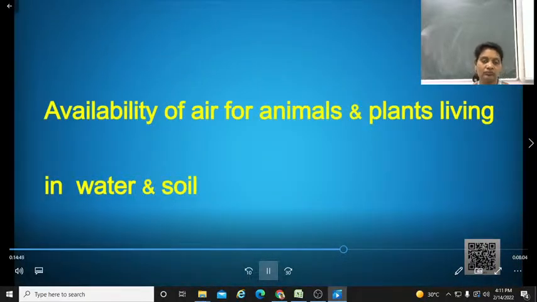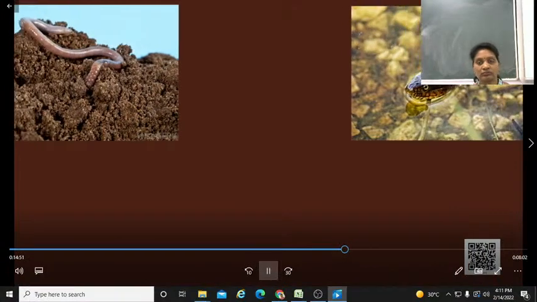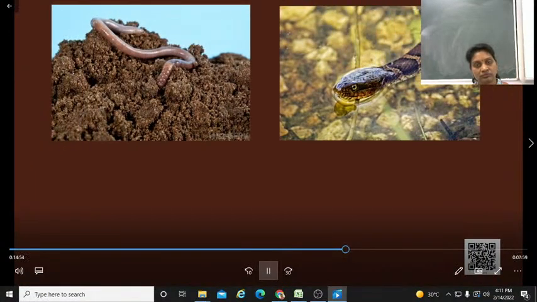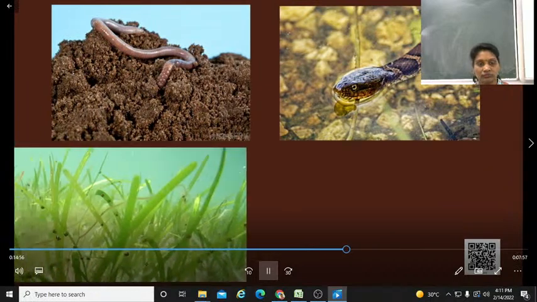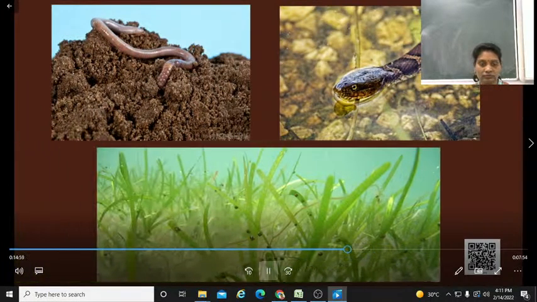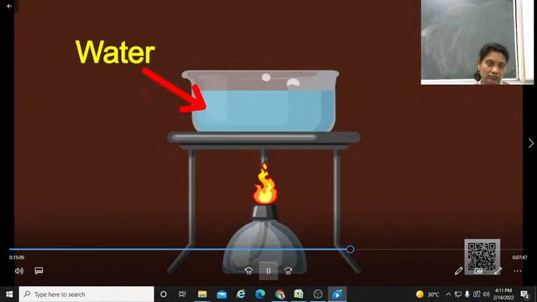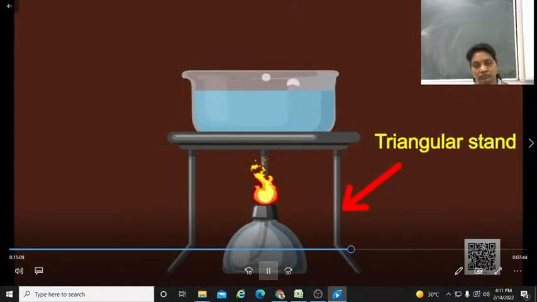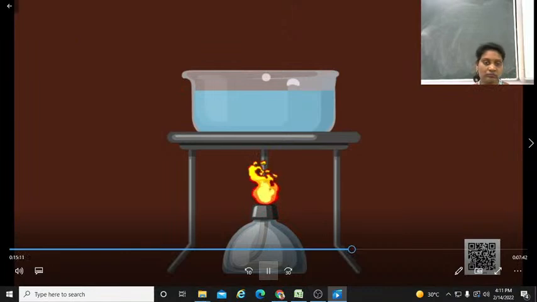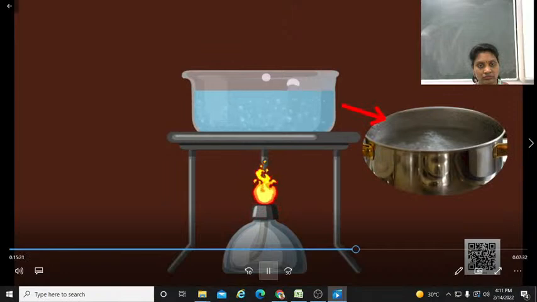Availability of air for animals and plants living in water and soil. Let us perform an activity and see if air is present in water and soil or not. For this, take some water in a glass or metal container and heat it slowly. Well before the water begins to boil, look carefully at the inner surface of the container. We will see tiny bubbles on the inside.